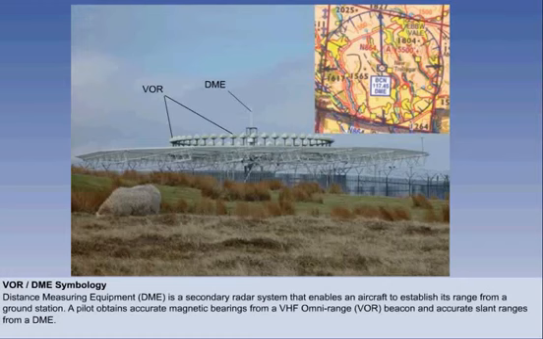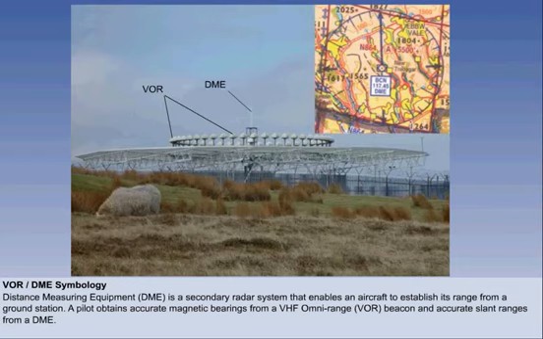Distance measuring equipment, or as it is usually called, DME, is a secondary radar system that enables an aircraft to establish its range from a ground station. DME stations are often co-located with a VOR, which gives magnetic bearing from a suitable ground station. The two facilities together form the standard ICAO-approved Rho-Theta short-range line-of-sight navigation aid. Rho relates to range, and theta relates to bearing.